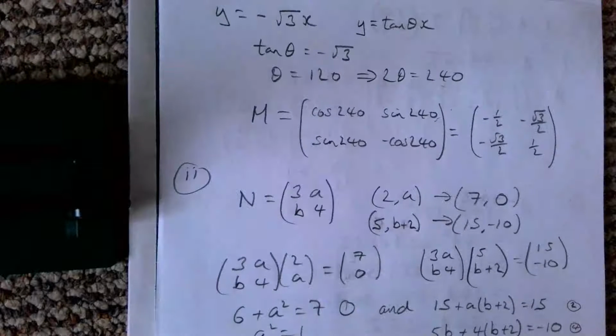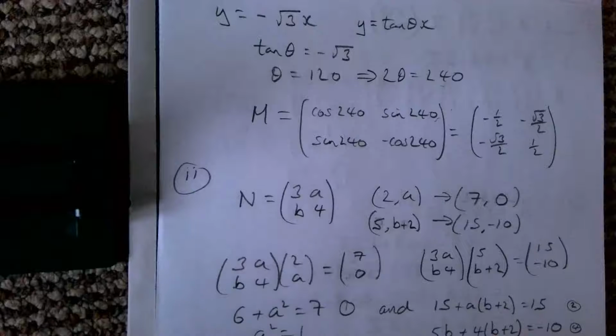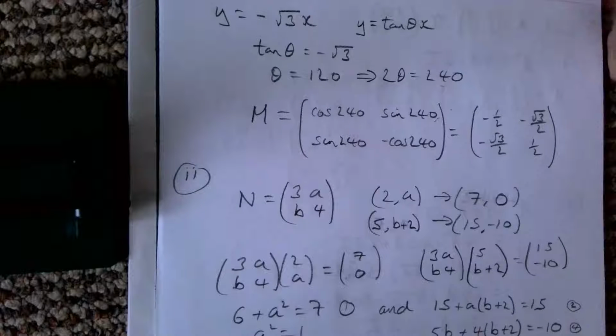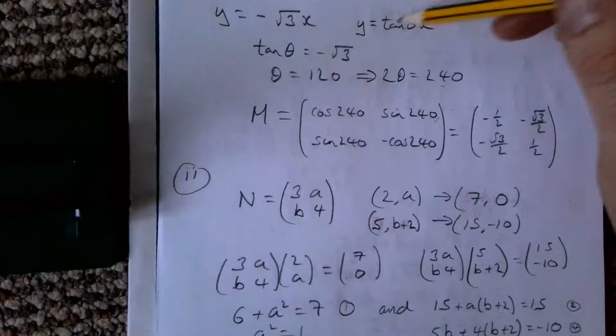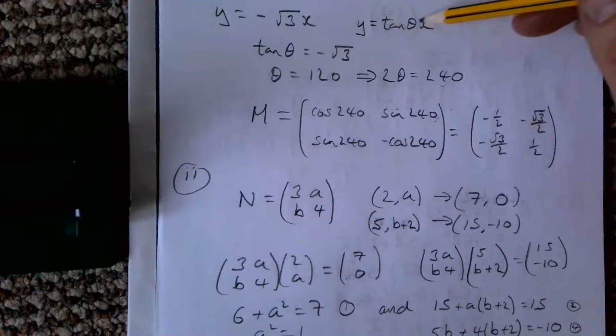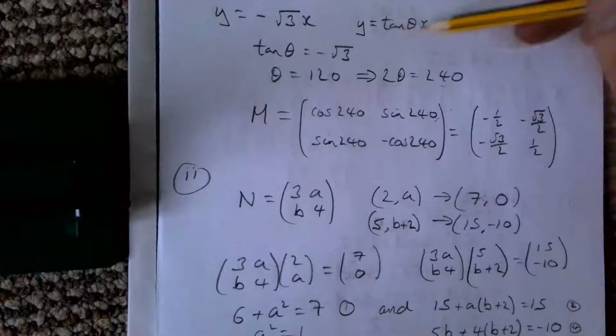This is a Matrices past paper question. It is 2019 question 3. So the first bit says find a 2 by 2 matrix which represents a reflection in the line y equals minus root 3 x. Our formula for that is y equals tan theta x. If we can get it in that form there, then we can just sub it in. It's just in the formula booklet.